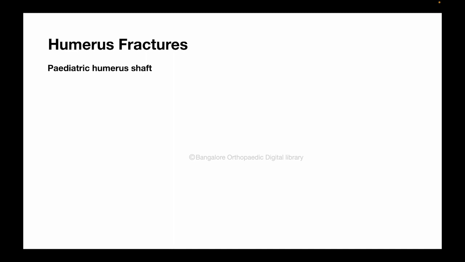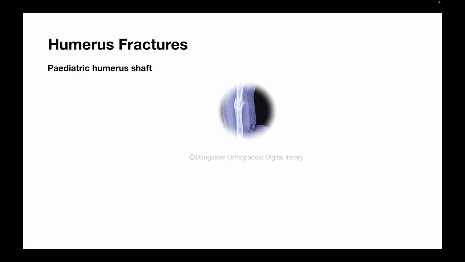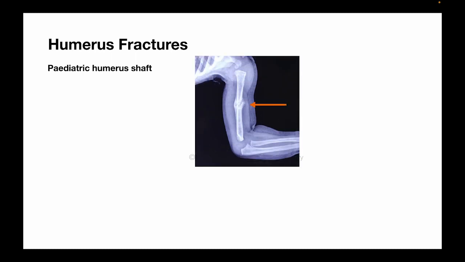Pediatric humerus shaft fractures heal well with simple immobilization with splints for a few weeks, and we can achieve a good healing.